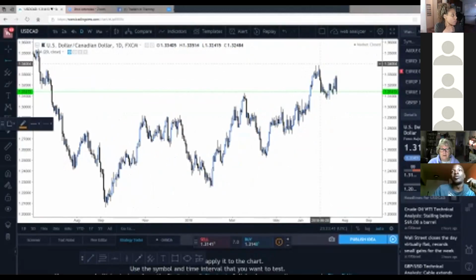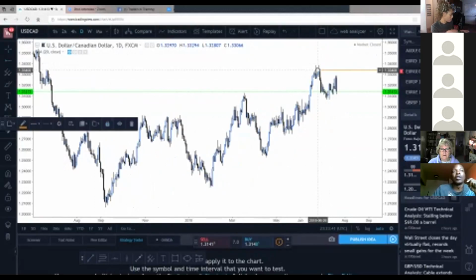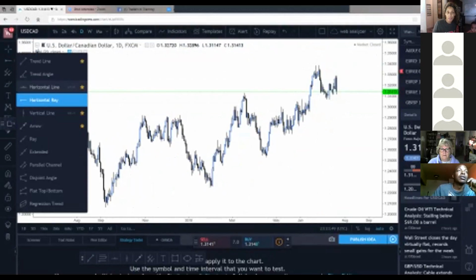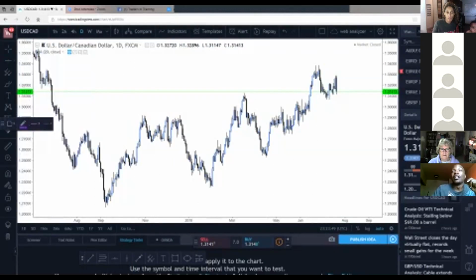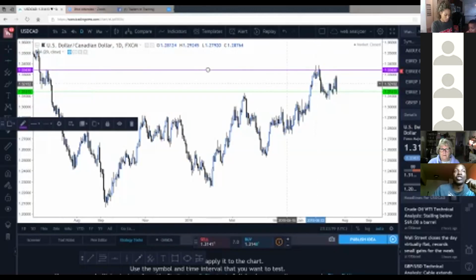On my daily, I keep them. Oh, that's not the horizontal line. Excuse me. On my daily, I make it magenta or purple, just because I can see it better. I wear glasses, but I don't wear them, so excuse me.